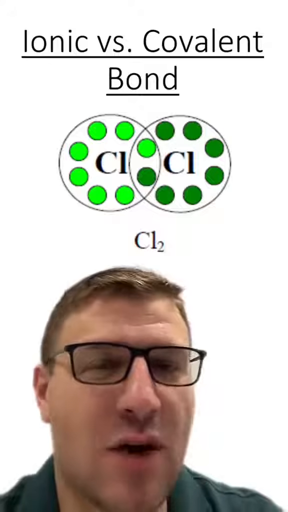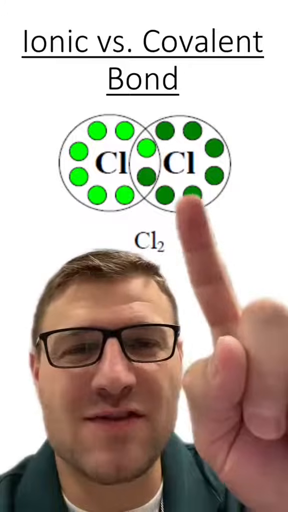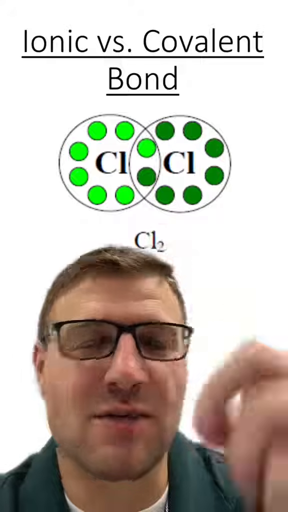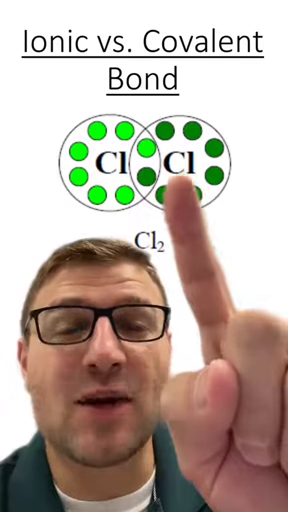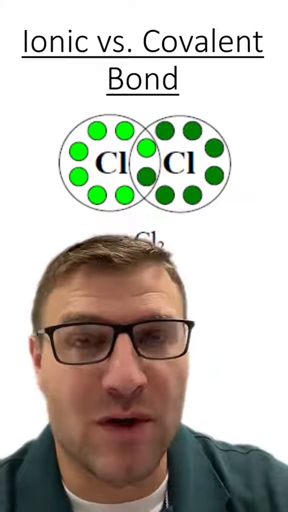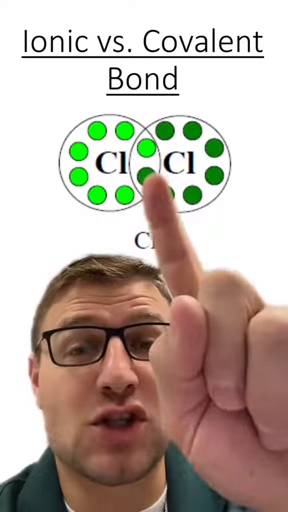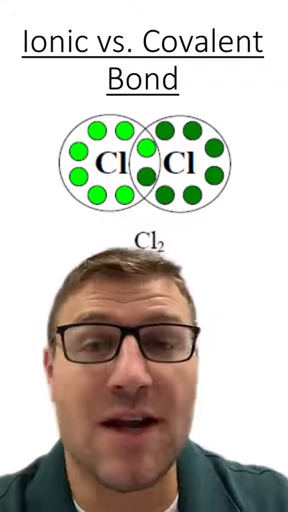Does this molecule show an ionic or covalent bond? Each of these circles represent different valence electrons around the atoms. You can see each atom here wants to have 8 electrons in its outer orbital. In this case, these two atoms are sharing these 2 electrons, so this is an example of a covalent bond.